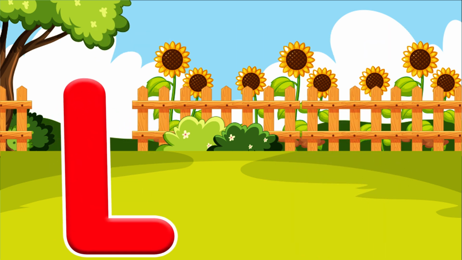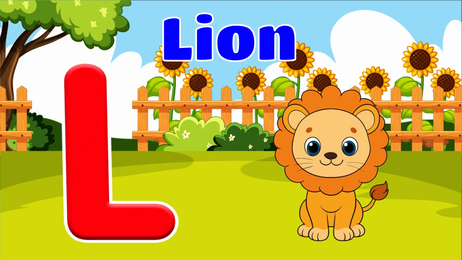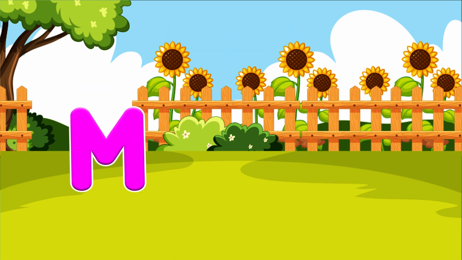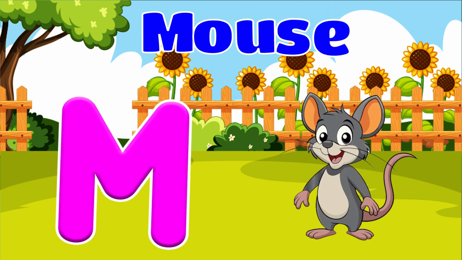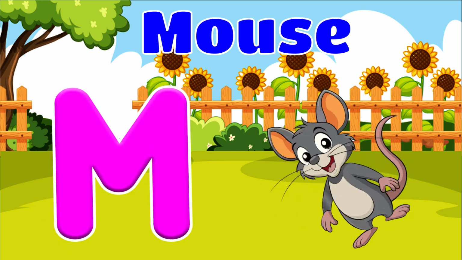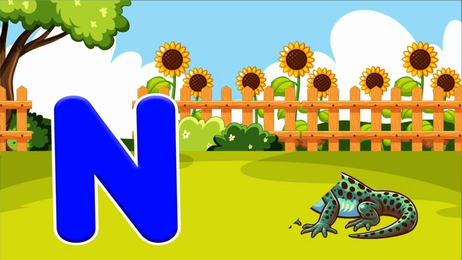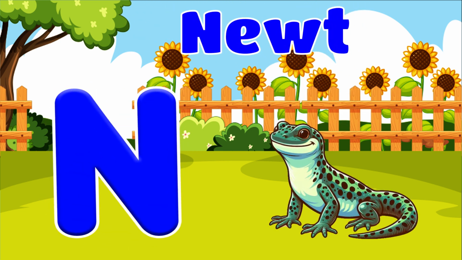kangaroo. L is for lion, lion. L, lion. M is for mouse, mouse. M, mouse. N is for newt, newt.